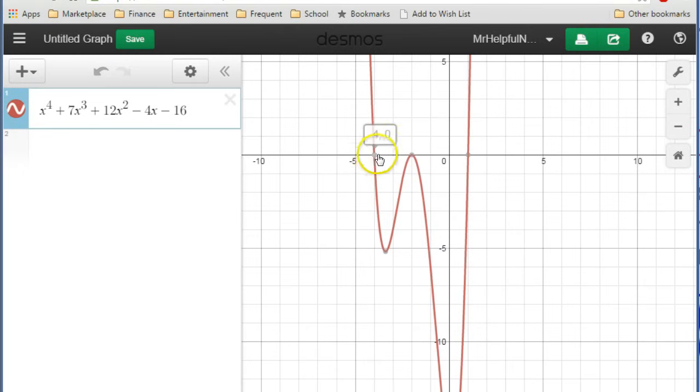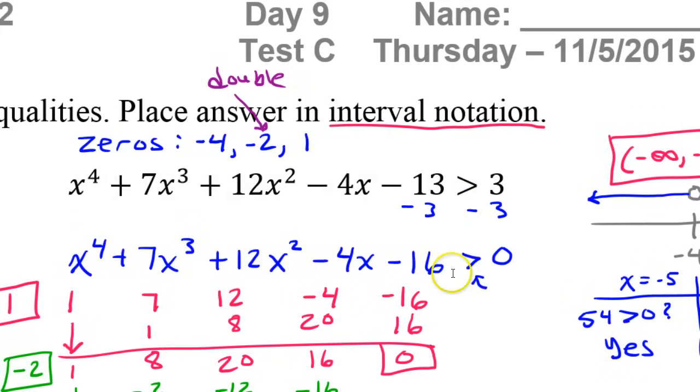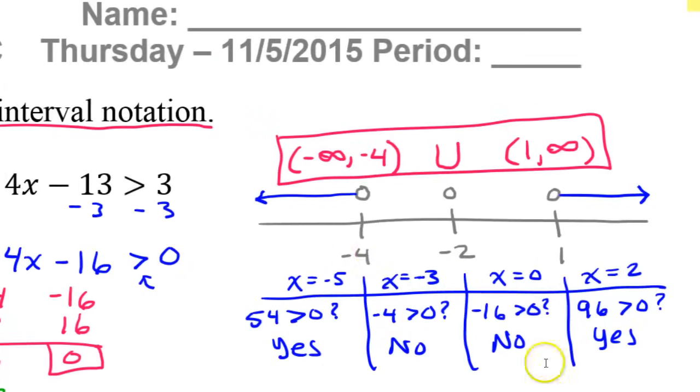Notice this is at negative 4, so everything to the left of negative 4 is a solution. And over here at positive 1, everything to the right of positive 1. Left of negative 4, right of positive 1, that's where it's above the x-axis, where it's greater than 0. That's why we had the negative 4 and the positive 1, and the solutions are to the left and to the right.